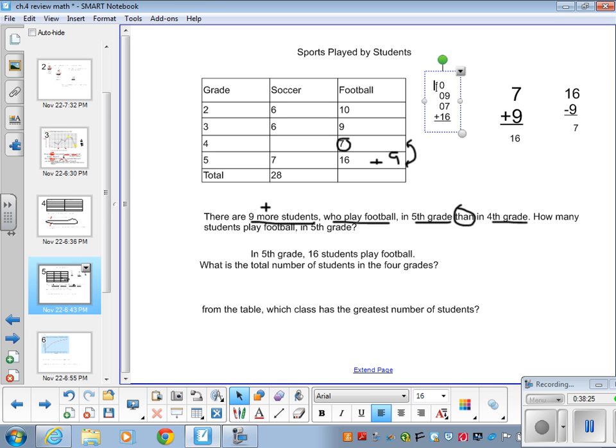Alright, welcome back. Here we go. 9 plus 7 is 16. 16 plus 6, 16, 17, 18, 19, 20, 21, 22. It's 22. 2, carry my 2. 2 plus 1 is 3. 3 plus 1 is 4. 42. 42 kids play football.